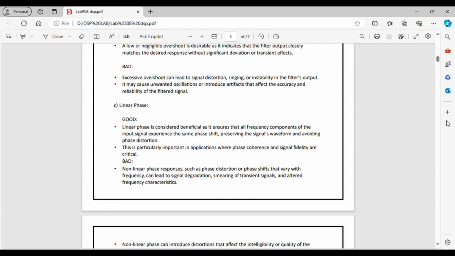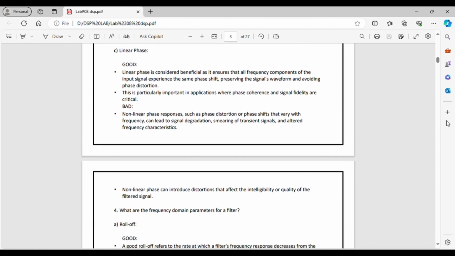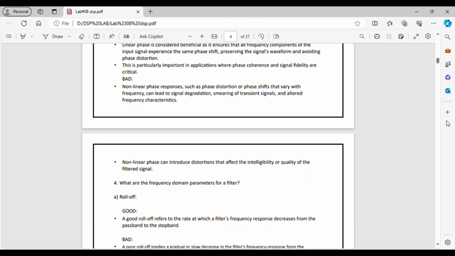In linear phase, the good point is that linear phase is considered beneficial as it ensures that all the frequency components of the input signal experience the same phase shift, preserving the signal's waveform and avoiding phase distortion. This is particularly important in applications where phase coherence and signal fidelity are critical. Whereas the bad point is that non-linear phase responses, such as phase distortion or phase shifts that vary with frequency, can lead to signal degradation, smearing of transient signals, and altered frequency characteristics.